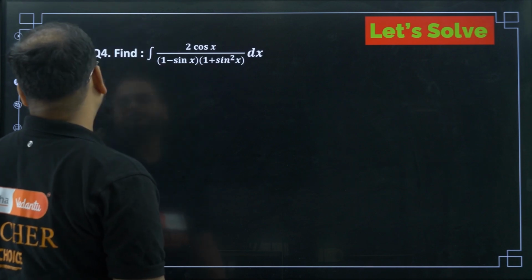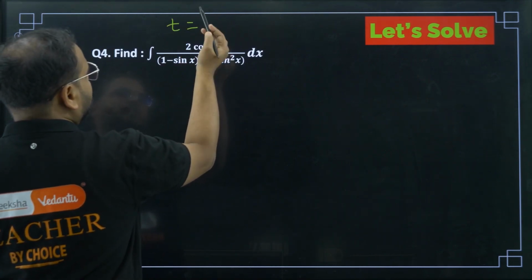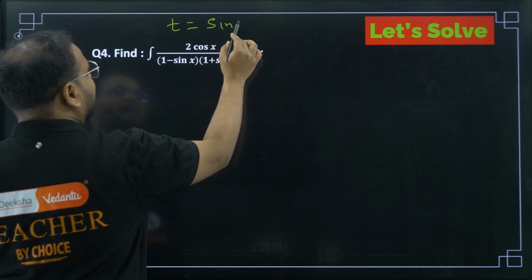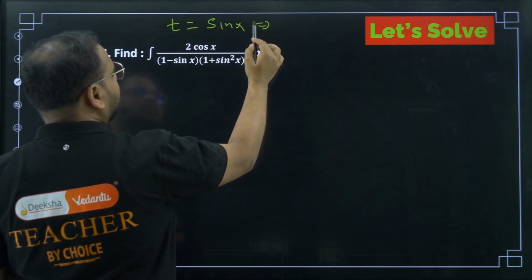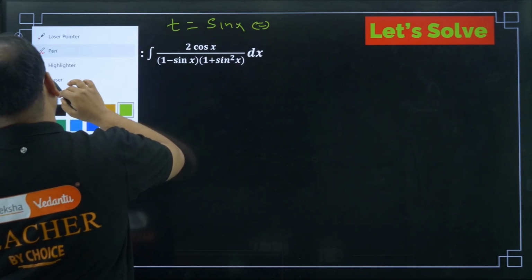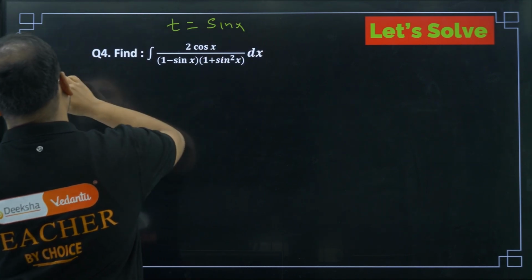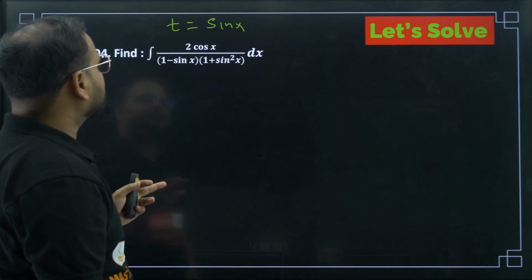Please have a look. I'll take t equals to what? Sine x. Tell me what is the differentiation now. Forget about differentiation right now. I don't have to worry about differentiation right now. First, let me just transform this function. Let me transform this function first. So this will become what?